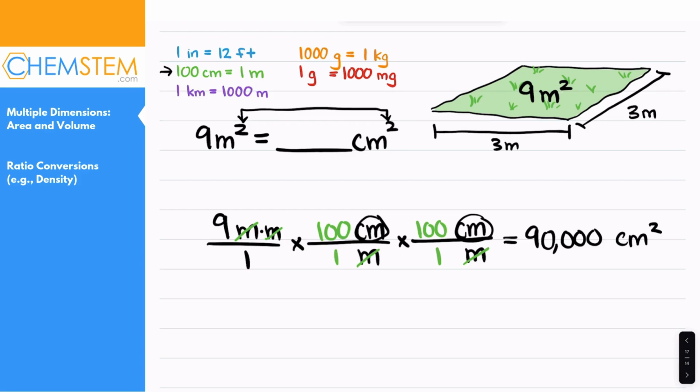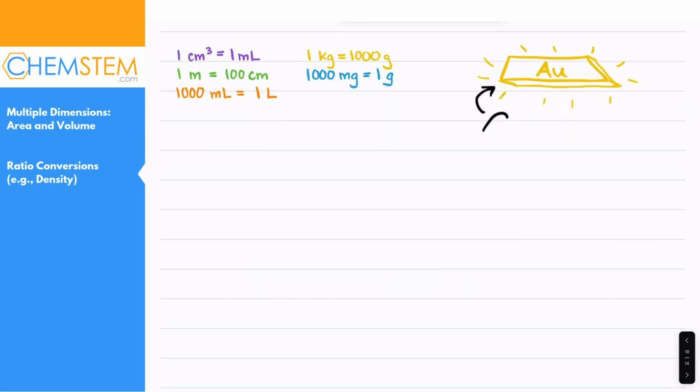Let's try another one. This is gold, and the density, that's this Greek letter rho. Looks like a really sideways P. The Greek letter rho means density. The density of gold, no matter what size you have, is equal to 19.3 grams per cubic centimeter. Density is going to be mass divided by volume. So grams is a mass unit. A volume unit is cubic centimeters.